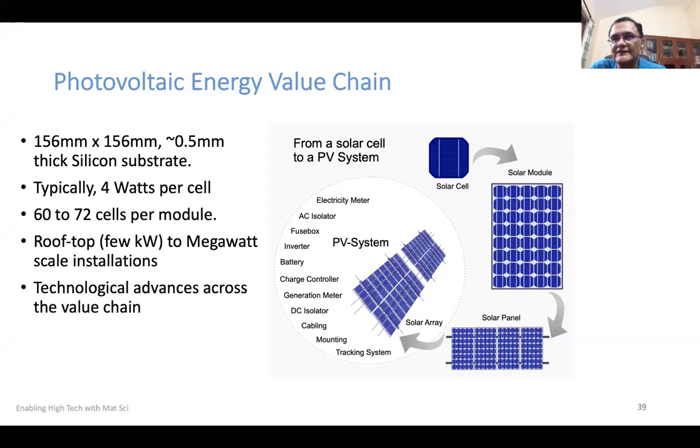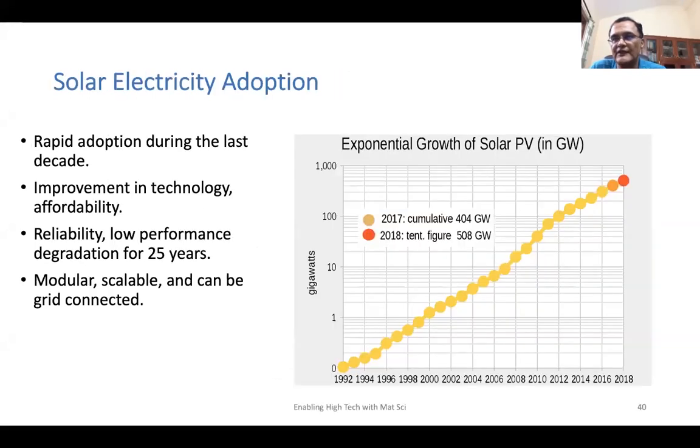So if you go to the next slide, I'm just showing again the adoption. So this is again on the log scale on the y-axis, year on the x-axis. Total cumulative solar installation, solar photovoltaic, and this is in gigawatt, which is 10 to the power of 9. A gigawatt is 1,000 megawatt. It's about 400 gigawatt.